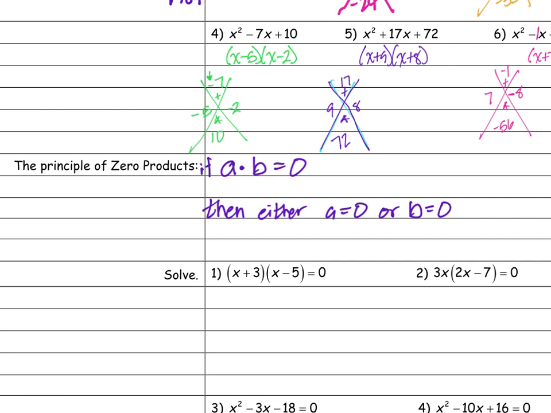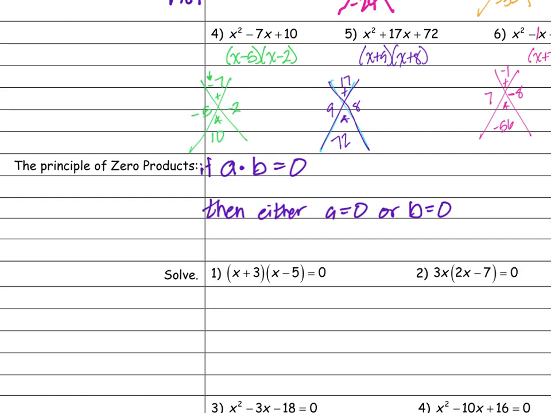If I have 2 things multiplied together and they equal 0, one of those things has to be 0, right? The only way I get 0 when I multiply is if I multiply by 0. So if I have 2 things multiplied together and they equal 0, one of them has to be 0. That's what the principle of zero product says.